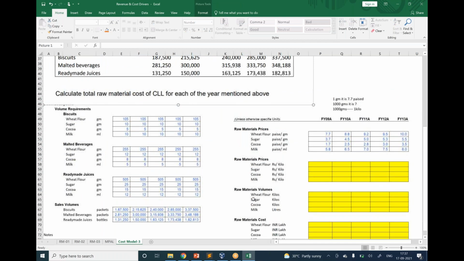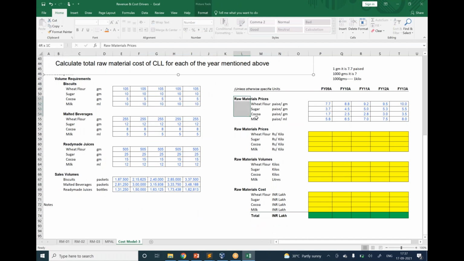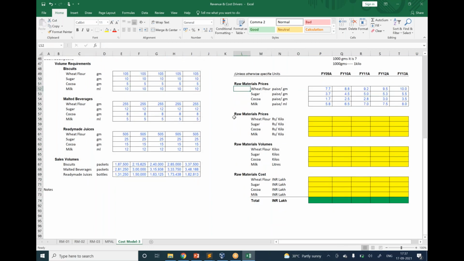Okay, we're getting into the cost model. Please focus, pay attention. It is slightly confusing, slightly frustrating if you don't understand this problem. All right. You think you are a manufacturer. Assume that all of you are working in a baking company, a bakery product. You have purchased wheat flour, sugar, cocoa, and milk. 4 items you have purchased.